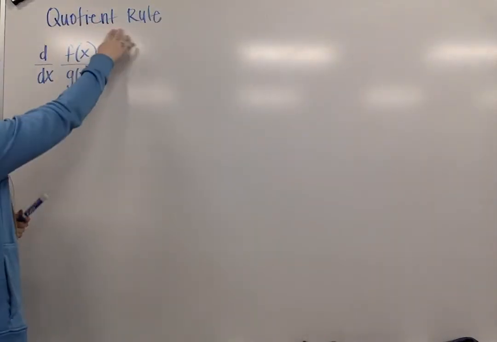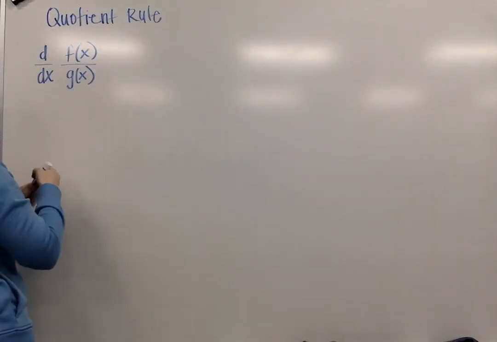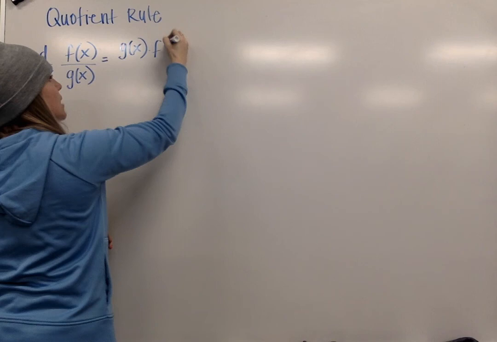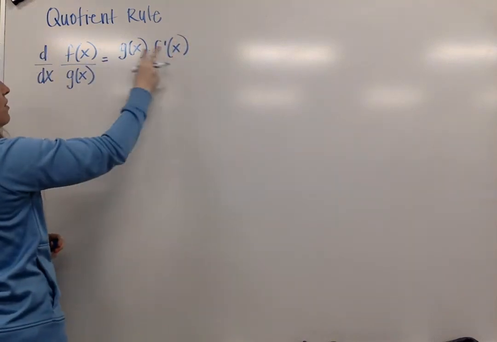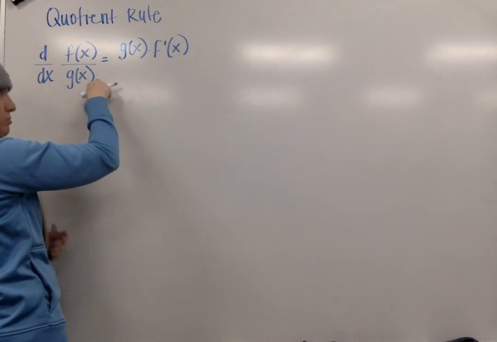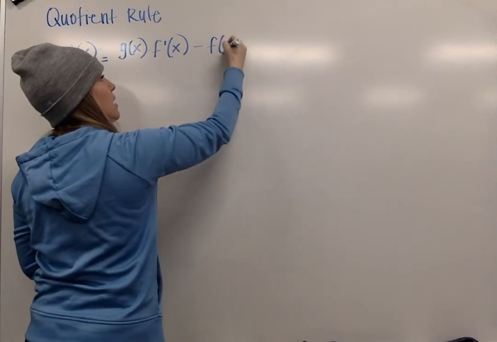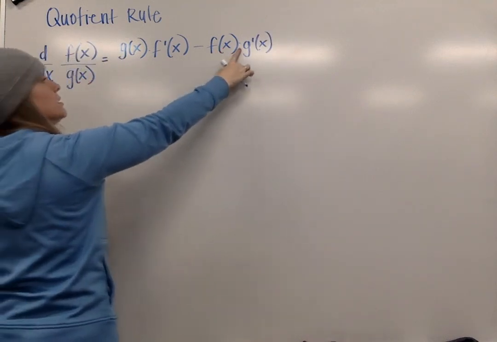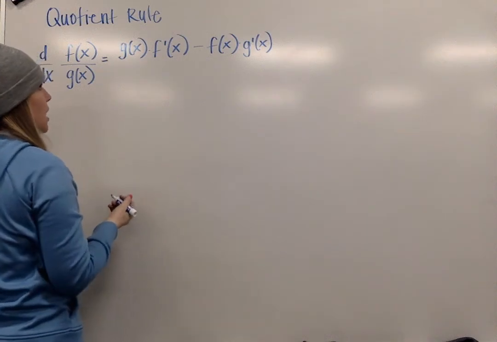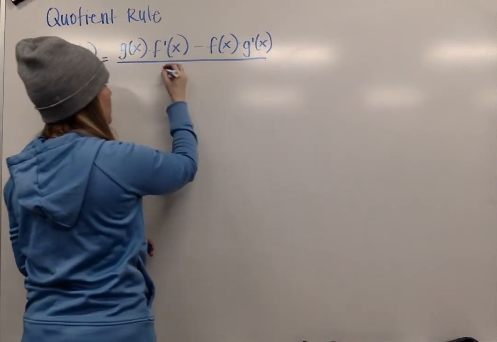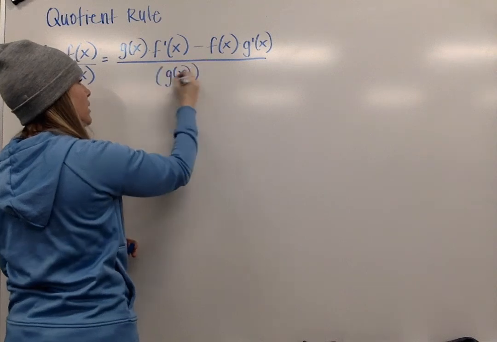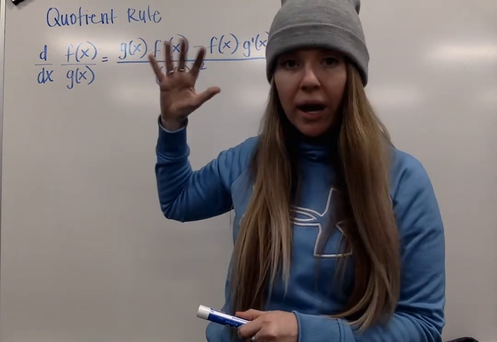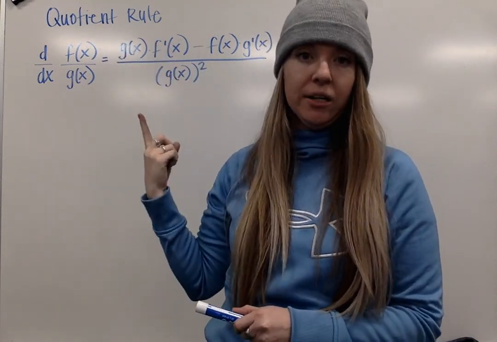So the rule for a quotient rule, I have f of x over g of x, is going to look like this. I'm going to take g of x times f prime of x. So I'm taking the derivative of f, multiplying it to g, minus f of x times g prime of x. So numerator times the derivative of the denominator, all over the denominator squared. And that is our quotient rule. General format, no matter what our functions are, it's going to follow this pattern, okay?